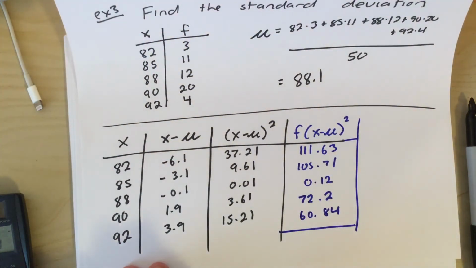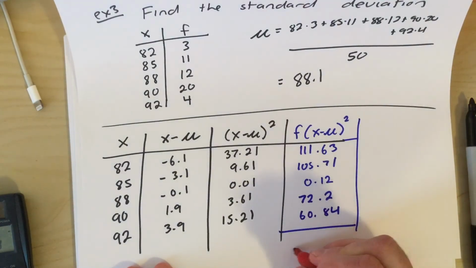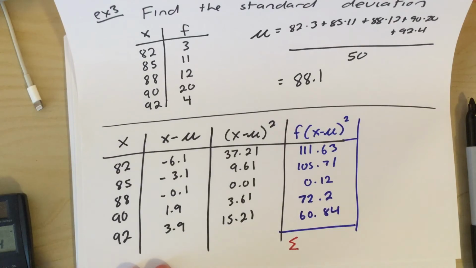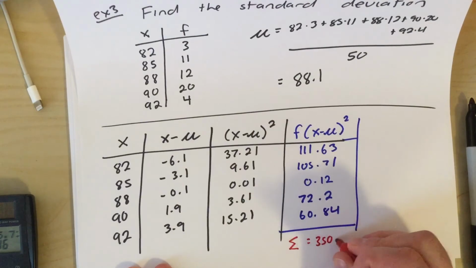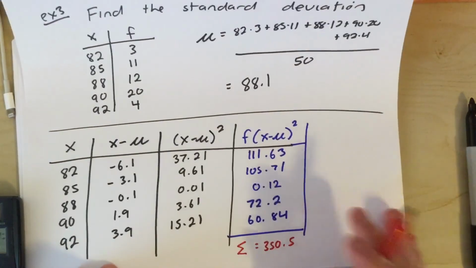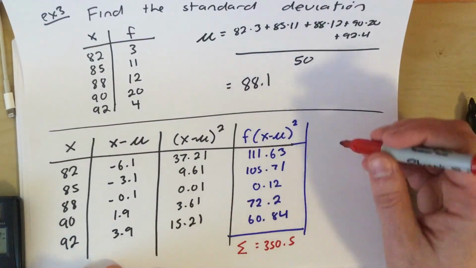And then what we're going to get for that is 569 plus 105. We're going to get 350.5, which means we can now finish this off.